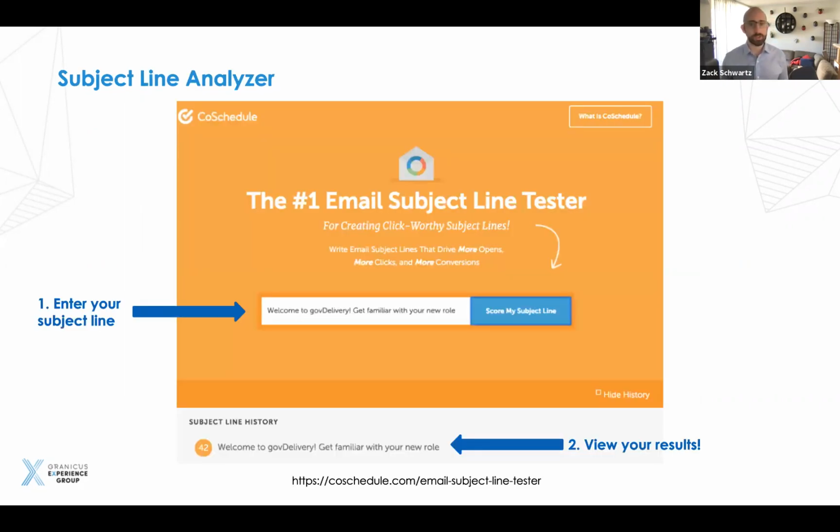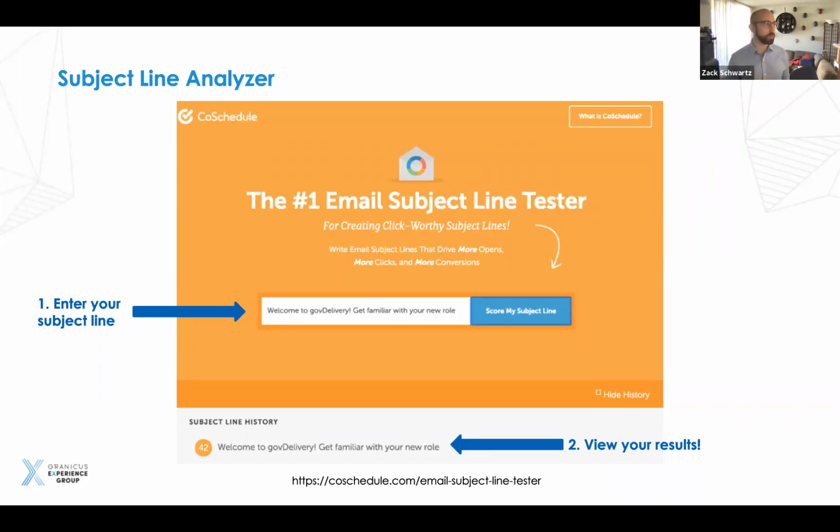I like to use this. There's a lot of subject tools online. I like this one from CoSchedule. The URL is down there at the bottom. This is not a paid ad for CoSchedule. I just happen to like their product.